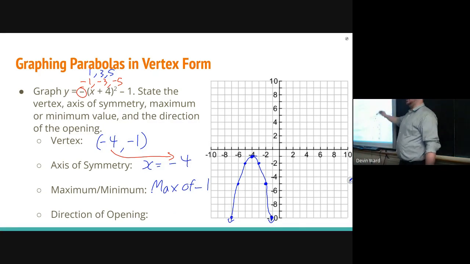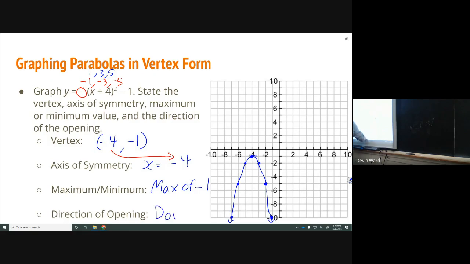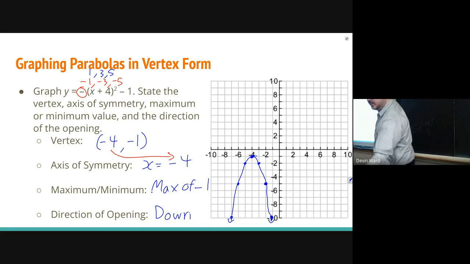Does it open up or down? Someone said it. Can you say it loud? Down. Perfect. It opens down because remember, whenever A is negative, it causes a reflection. So we can see that when we graph it now.